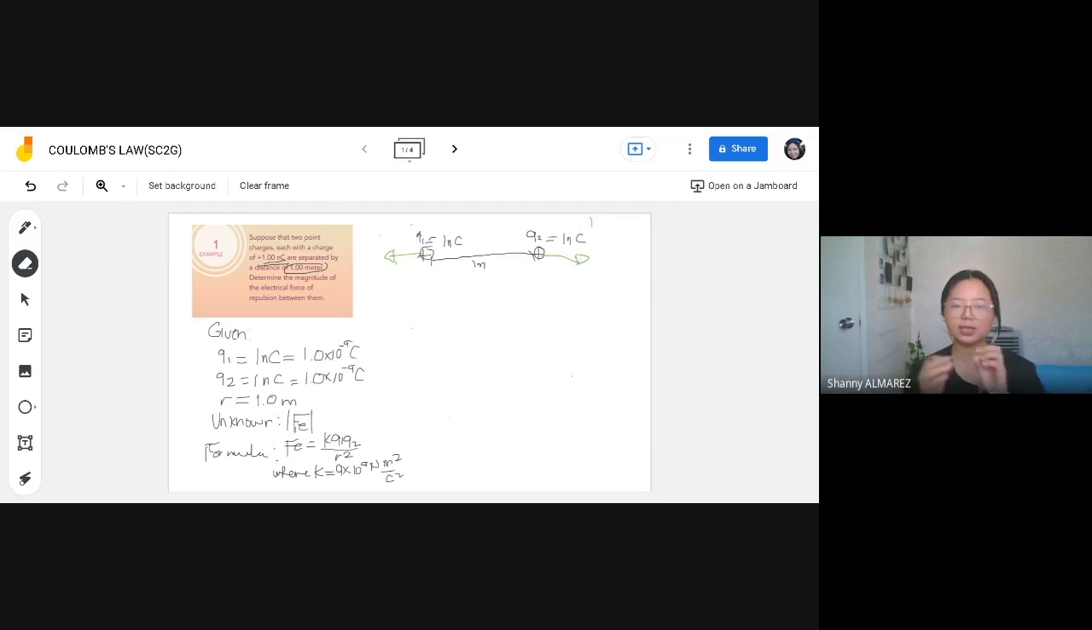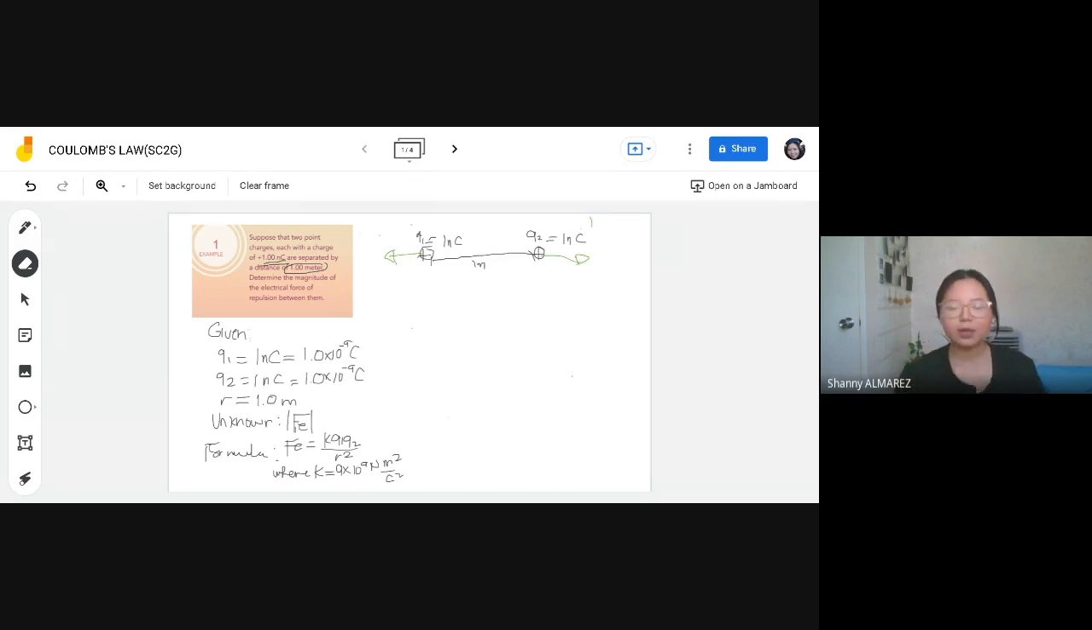Nakuha? So that's their interaction. Because of the presence of these two charges, yan yung force na nag-exist sa kanila. Tinutulak nila yung bawat isa. Kaya, ang influence ni second charge kay first charge, it will be pushed to the left. And ang influence naman ni first charge kay second charge, it will be moved to the right.